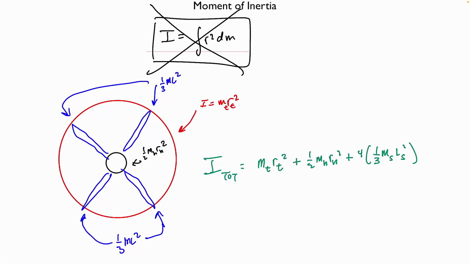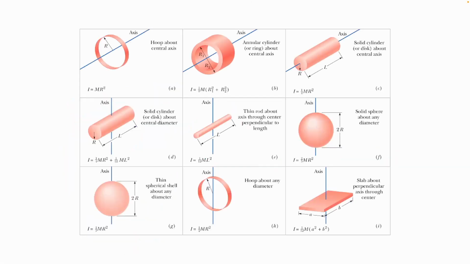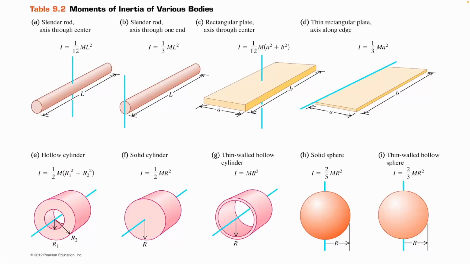Why was it 4 times? There's 4 of them. So we can make very complicated structures by putting together individual elements of this table. You're going to want this table in your notes. It'll be available on the PDF for the lecture.